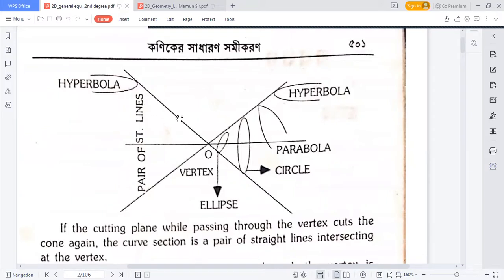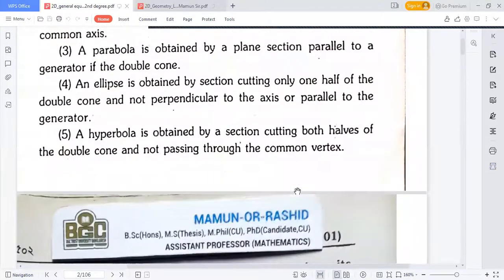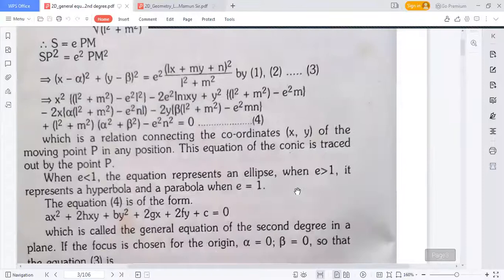That means if a cone is cut in these 4 ways, we get 4 types of conic: hyperbola, parabola, circle, and ellipse. Here 0 0 is the vertex. Remember it. And this is the pair of straight lines. Remember it. And this is hyperbola, and this is also hyperbola.